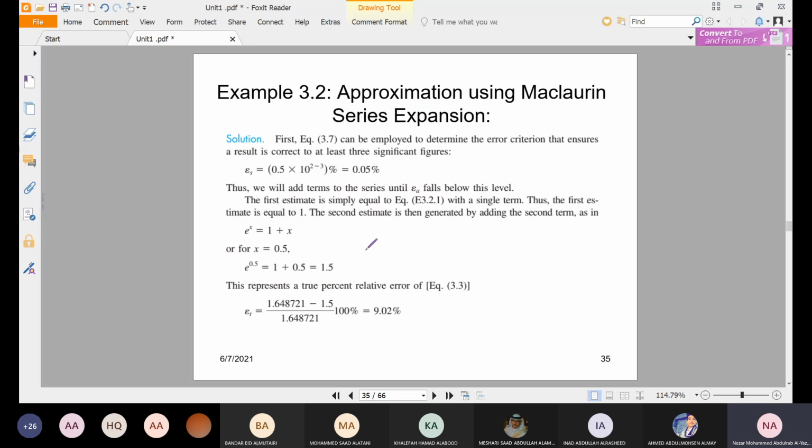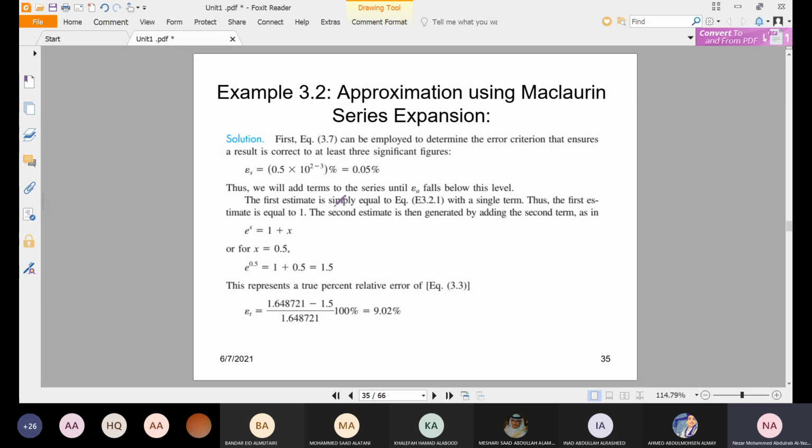How do we do this, ya shabab? Usually we add terms until we reduce the error to a certain level. If we add more terms, the error will reduce. But the question here is, when do we stop?